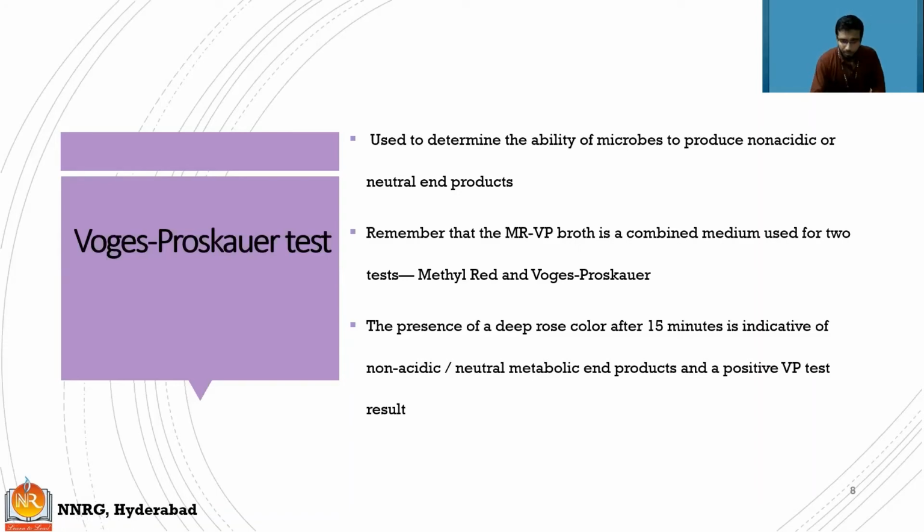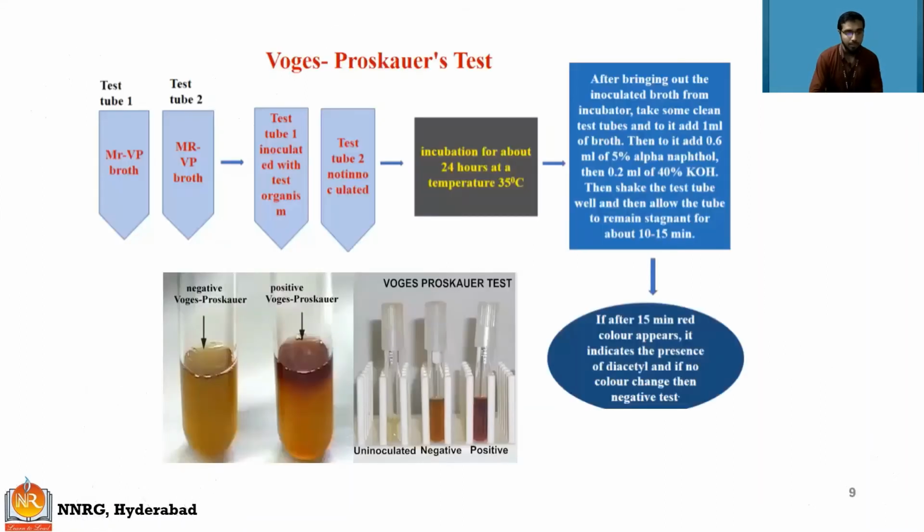The presence of a deep rose color after 15 minutes is indicative of non-acidic neutral metabolic end products and a positive VP test result. Let us see the procedure, then you will understand the last point. First, take MRVP broth, test tube 1 and test tube 2. In test tube 1, inoculate with the test organism, and test tube 2 let it be a standard, that is uninoculated. Incubate for 24 hours at 35 degrees centigrade.